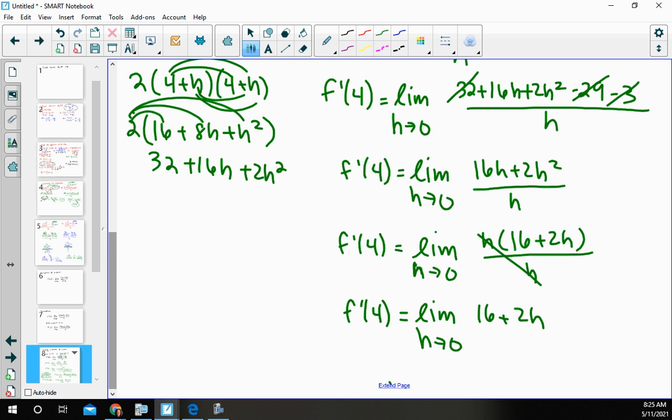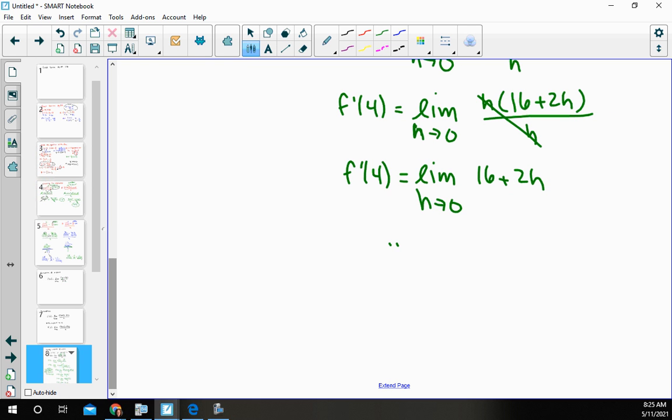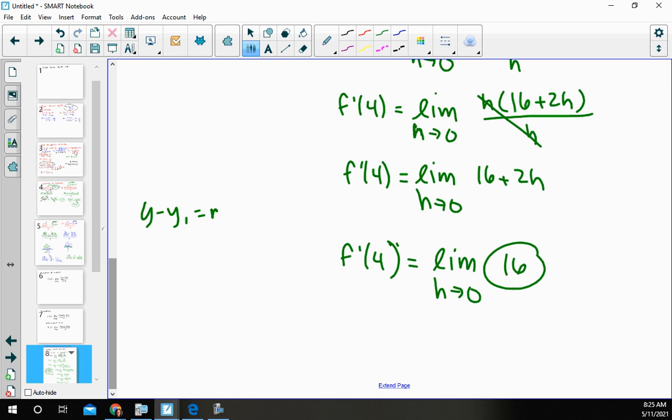Now I can plug that 0 in. So f prime of 4, as the limit as h approaches 0, if I plug it in, is going to give me 16. 16 plus 2 times 0, 16. So that is going to be the slope of that tangent line at that specific spot. Okay, so if for some reason you needed to go into point slope formula, that would be the slope that you would use. So you would do y minus y1 equals m times x minus x1. Okay, so that would be your slope.